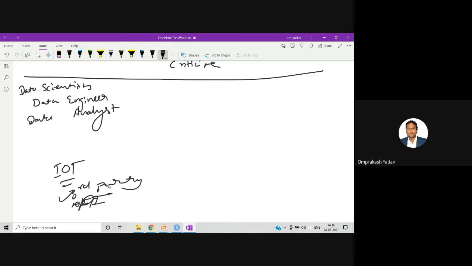But we can gather a certain amount of data. We can also do surveys, and then we can access some amount of data. So in this way we can gather the information.